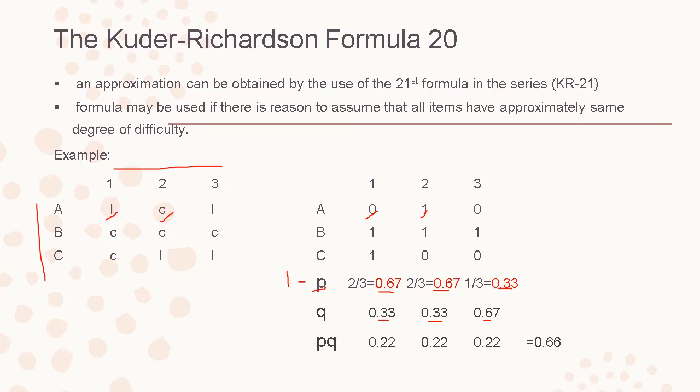So to get the PQ, we will multiply the P and the Q, 0.67 times 0.33. So all three answers will yield 0.22. Now we have to sum it all up to get the 0.66 answer.